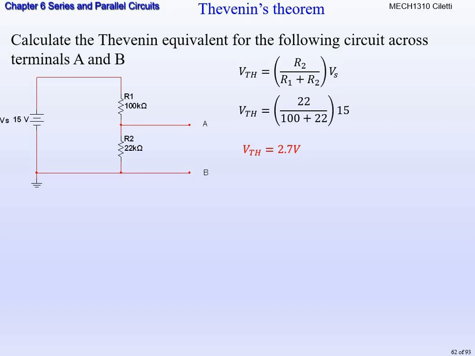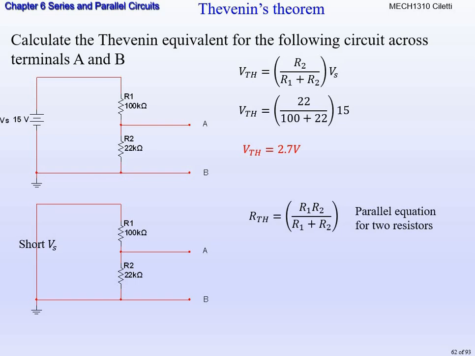Now we've got to find our Thevenin resistance. Please remember, every single time we find a Thevenin resistance, we have to short the voltage source and then calculate the resistance. So in this case, when we short the voltage source, R1 and R2 are now in parallel. So we can use the shortcut, R1 times R2 divided by R1 plus R2, because we only have two resistors in parallel. We get 100 times 22 divided by 100 plus 22, and that's in kilo ohms, so we end up getting 18.03 kilo ohms.